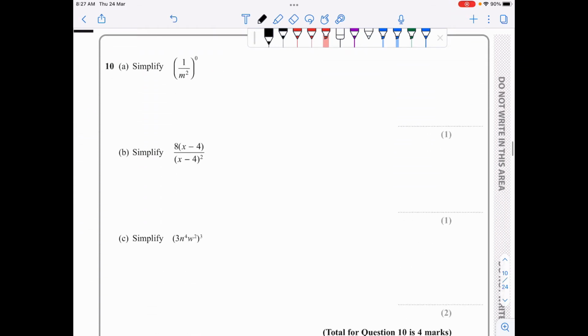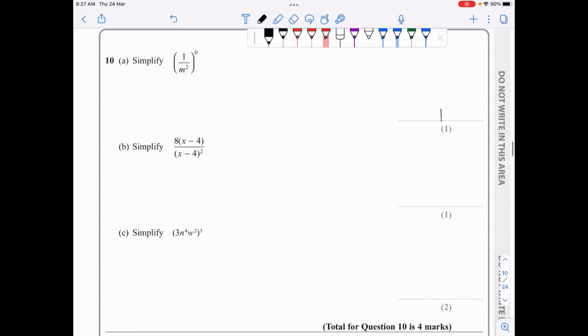Number 10, simplify 1 over m squared, to the power of 0. Anything to the power of 0 is just 1. And then in B, we need to simplify this. I'm not going to expand the denominator. That will make things a lot worse. I'm actually going to think of this as 8 brackets x minus 4 over x minus 4 times x minus 4. So the x minus 4 simplifies and I'm left with 8 over x minus 4.